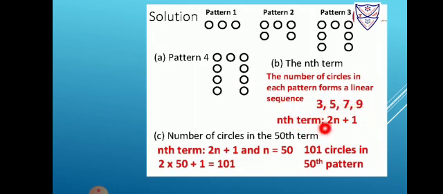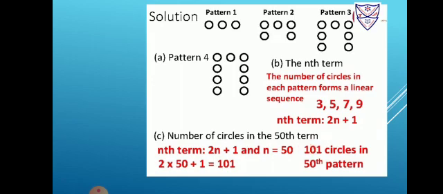So what is the nth term? 2n plus 1. How did we come to know 2n plus 1? Because, students, 2 1s are 2, plus 1 is 3; 2 2s are 4, 4 plus 1 is 5; 2 3s are 6, 6 plus 1 is 7; 2 4s are 8, 8 plus 1 is 9. So now if I want to find the number of circles in the 50th term, how will I find it? I will write n equals 50 and then solve. So 2 50s are 100, and 100 plus 1 is 101 circles needed for the 50th term.